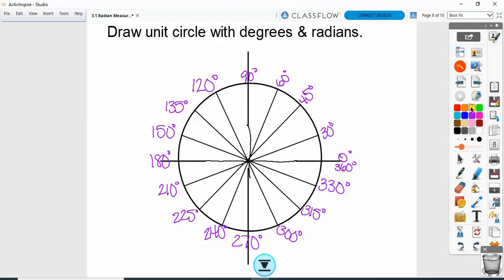Second thing I want to point out. All of these yellow lines here have a reference angle of 30, because they're all 30 degrees from the x-axis. All of these are 45 degrees from the x-axis. If I do these orange ones, those are reference angles of 60, because they are 60 degrees from the x-axis.